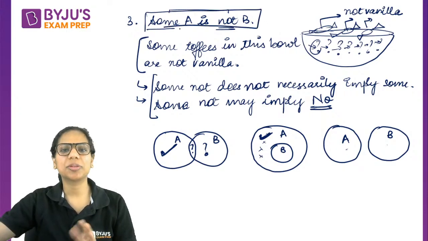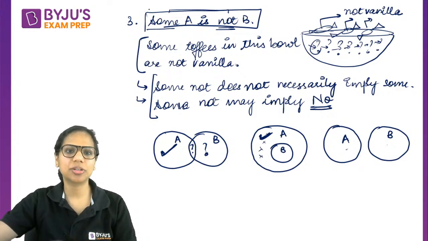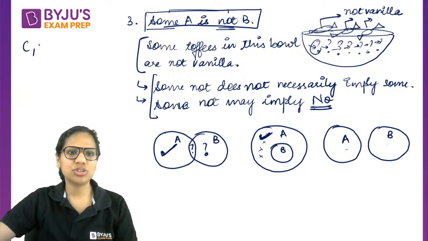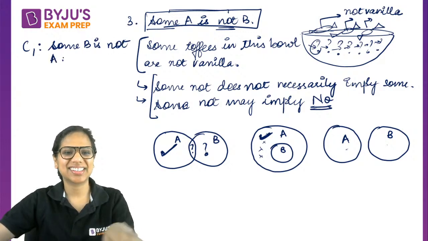Now, coming to some A is not B. Some A is not B. So that means that there is at least one A that is not B. What can I conclude from this? My question to you is, can I say some B is not A? Can I say some B is not A?